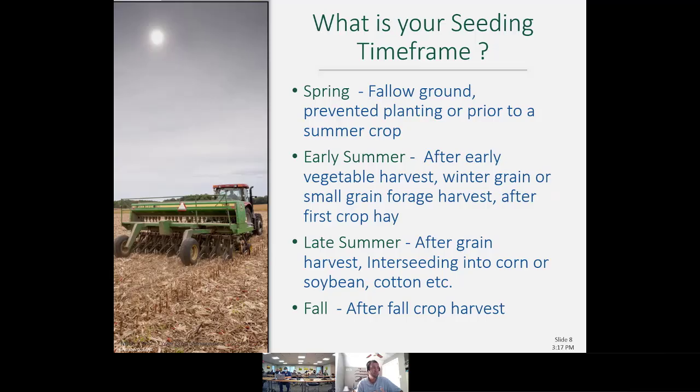But spring, coming out of fallow ground, is where we could be planting a cover crop. Also, spring could be where we have traditionally cash crops. Maybe we have some prevented plant acres. Maybe, again, Mother Nature dealt us a very wet spring, and cash crops were not able to be planted. So, hey, we got this opportunity to plant a summer cover crop now. Also, early summer, this could be after an early cool season vegetable harvest, could be after winter grain, could be after small grain forage harvest, or maybe even after some first crop hay. Really depends on the system that you're working in.